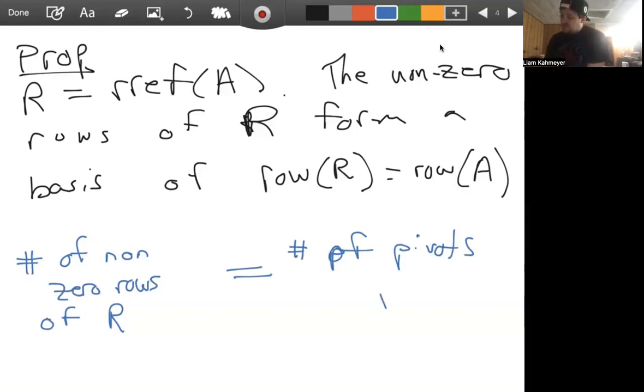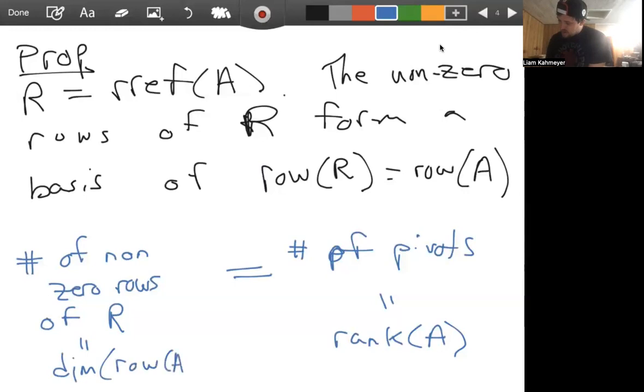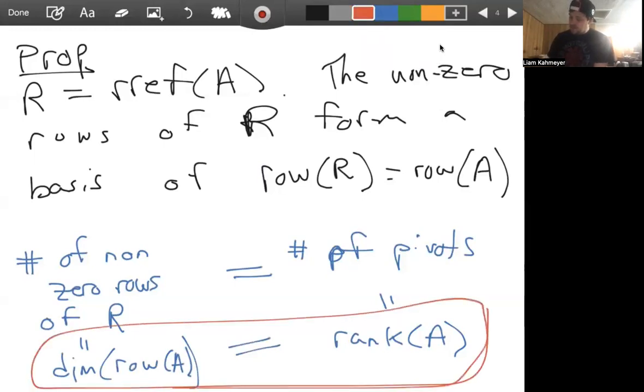And if your leading entry isn't a pivot position, then you have a row of zeros. But what's the number of pivots? We called this the rank of A. But what's the number of non-zero rows of R? Well, those form a basis. And what's the number of basis elements? Well, that's the dimension of the row space, right? So row A.